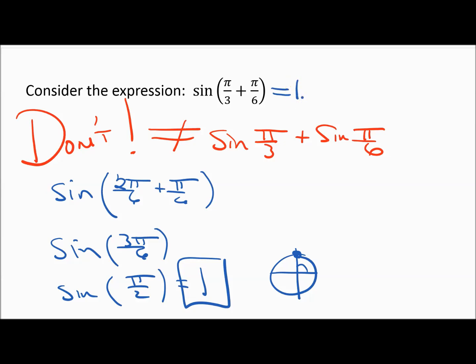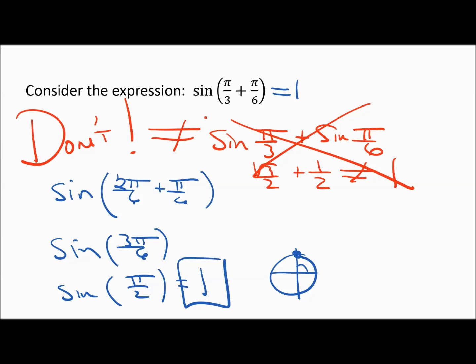Now, had we done it this way, you would have the sine of pi over 3, if you remember that, is the square root of 3 over 2, plus the sine of pi over 6 is 1/2, and notice clearly that's not equal to 1. So it's not allowed to distribute a trig function inside. This is not multiplication. This is a function.